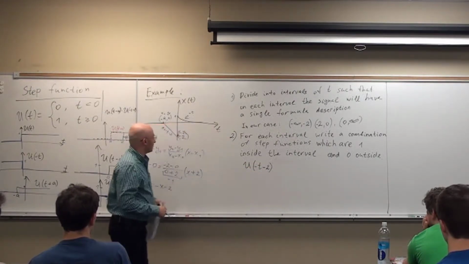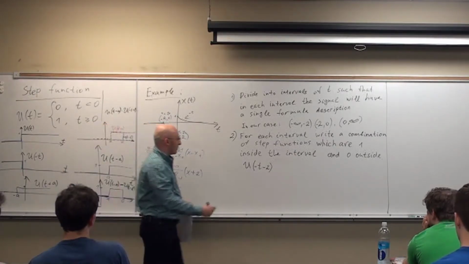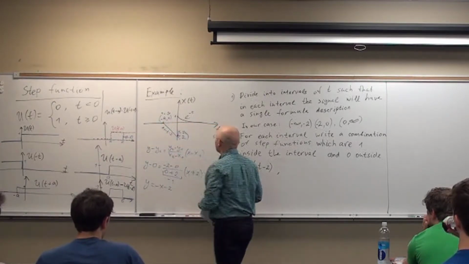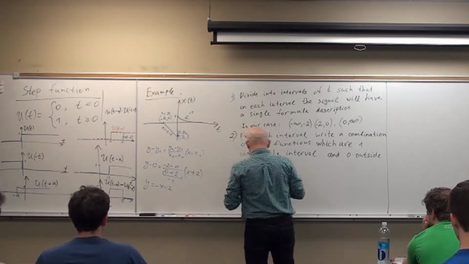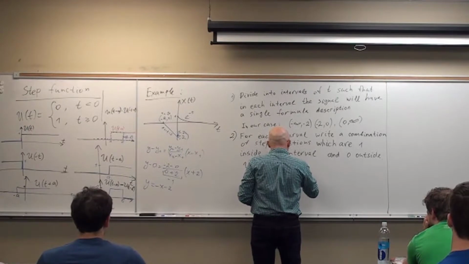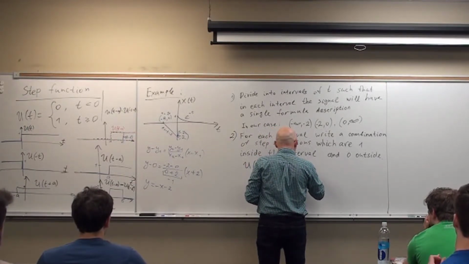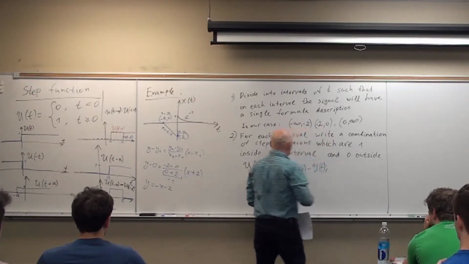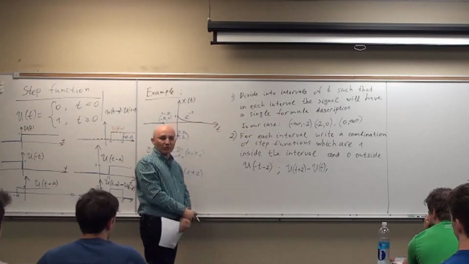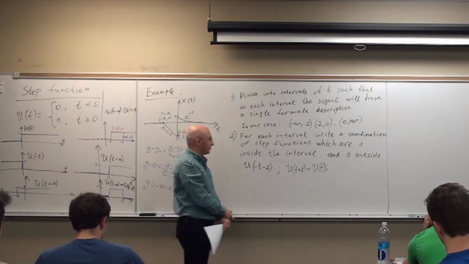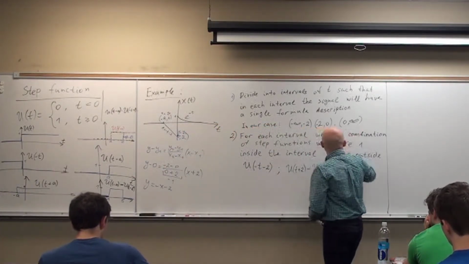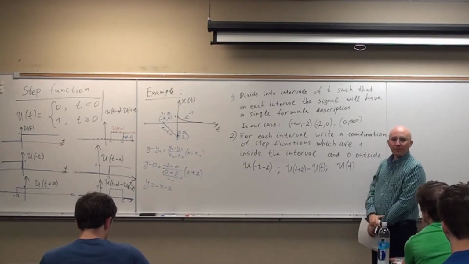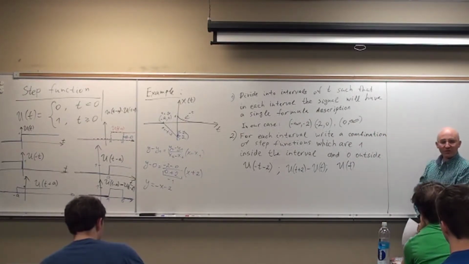Okay, so this is the first interval. How about the second interval? It's from minus 2 to 0. You get u of t plus 2 minus u of t for the second interval, from minus 2 to 0. And the third one, from 0 to infinity, is just u of t. Right, so those are the unit step functions.